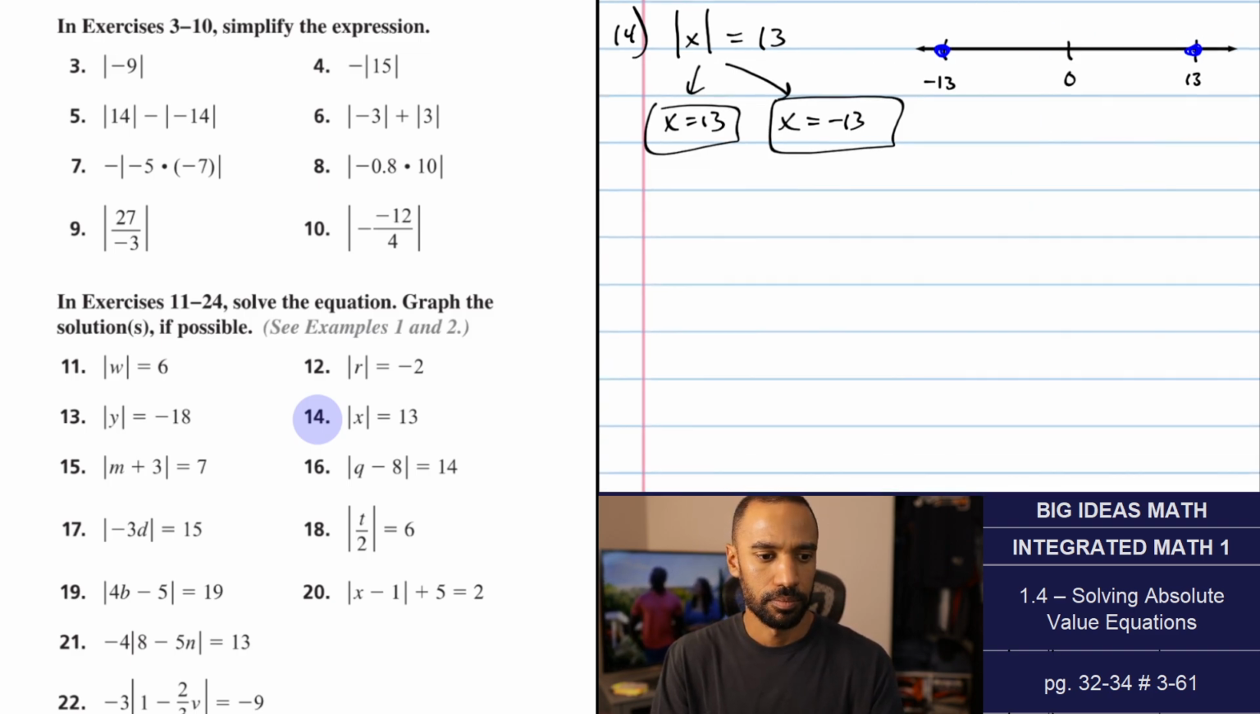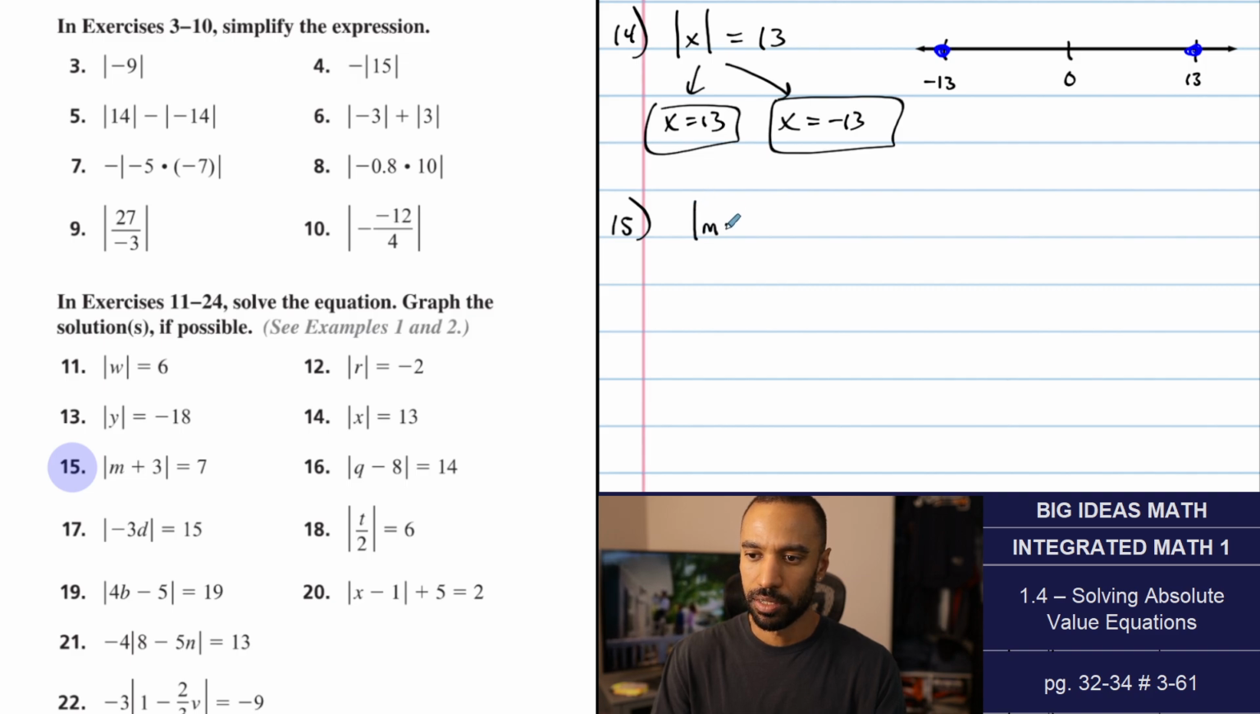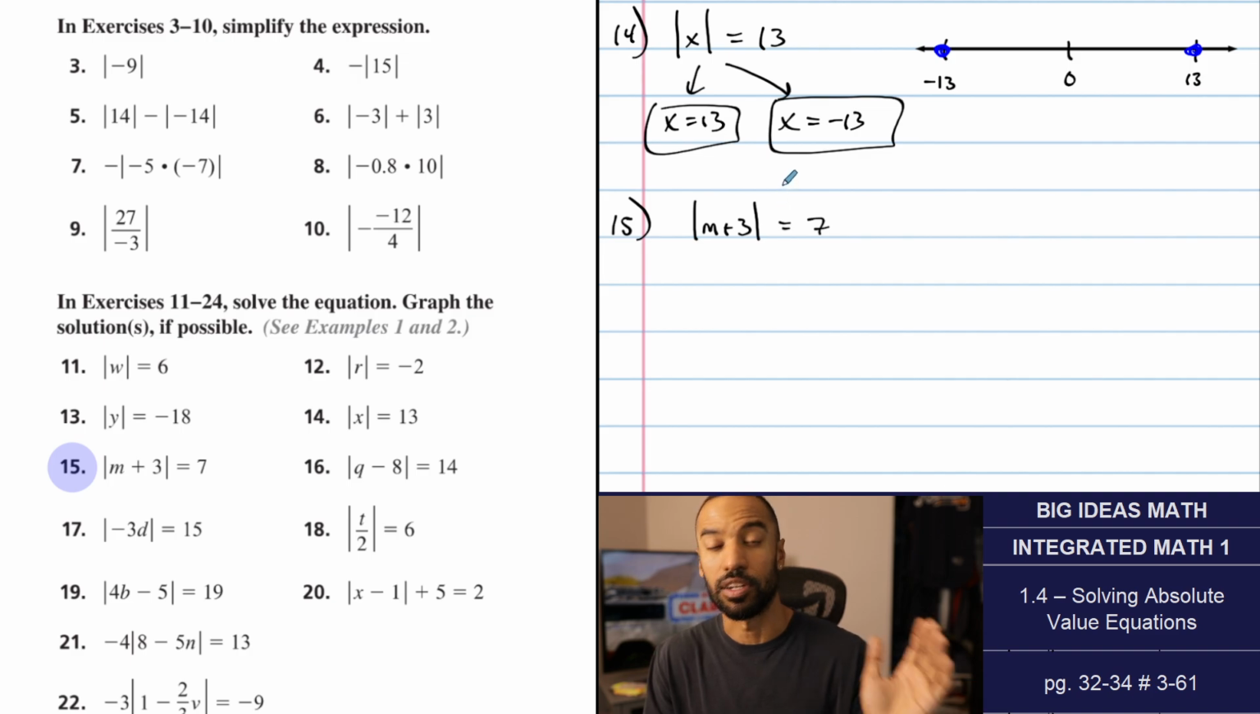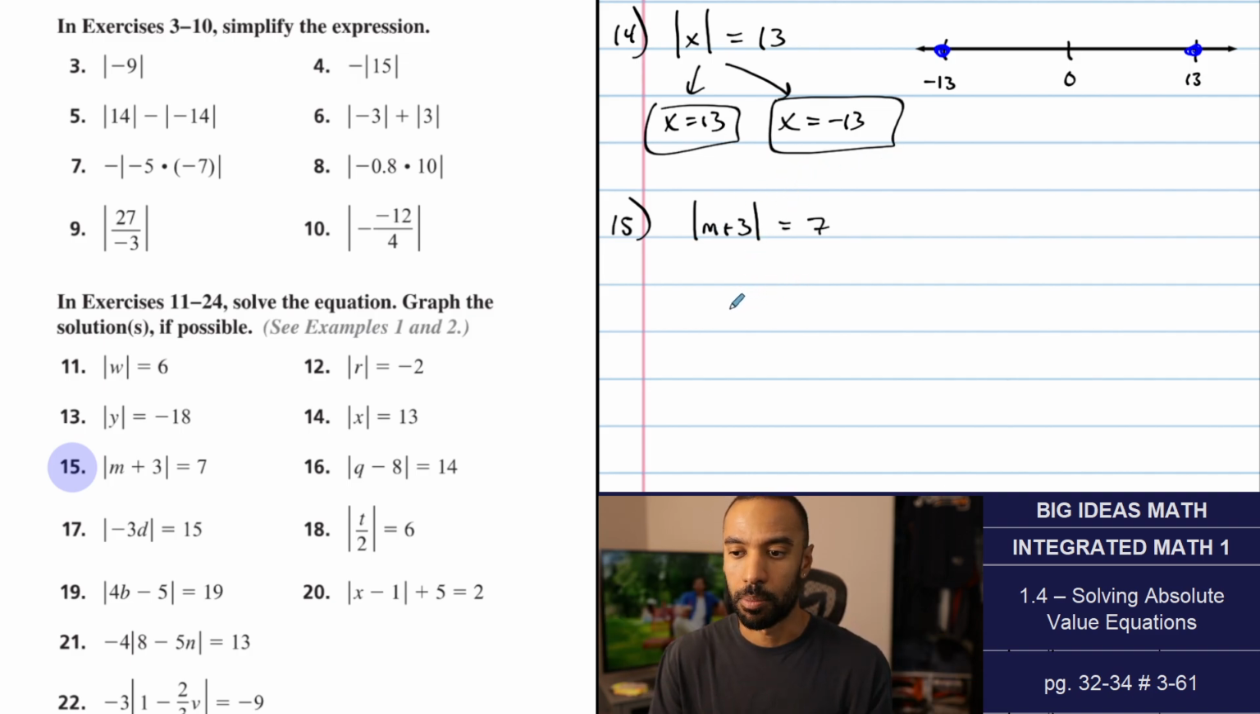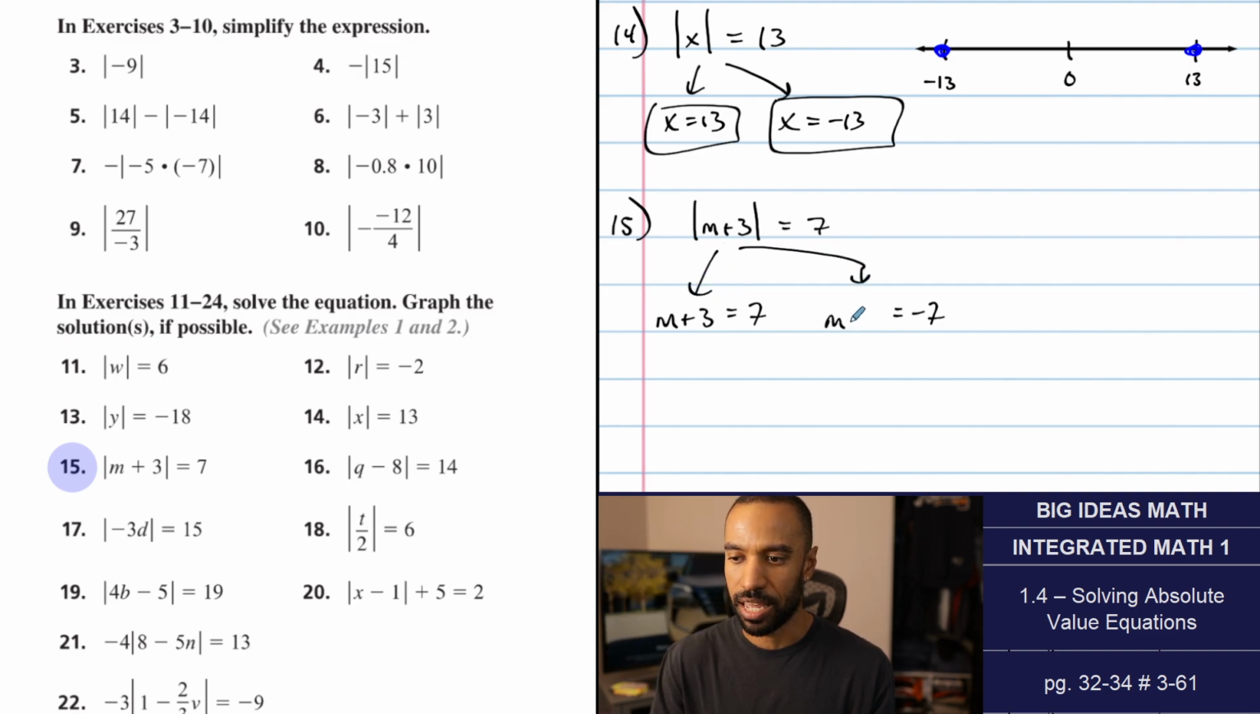Number 15. Now we're starting to do a little bit different here. Absolute value of m plus 3 equals 7. The absolute value is by itself, so what can I take the absolute value of and get 7? I'm not asking what m is. I'm asking what I can take the absolute value of and get 7. Those numbers are 7 and negative 7. So what can m plus 3 be? M plus 3 can be 7, or m plus 3 can be negative 7.